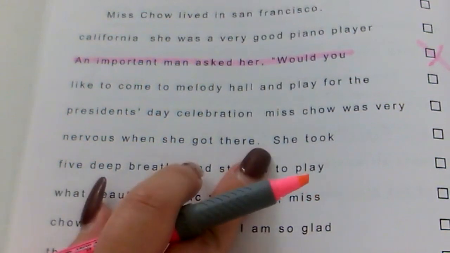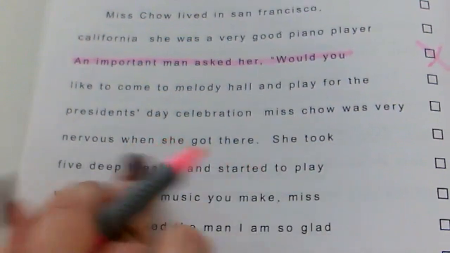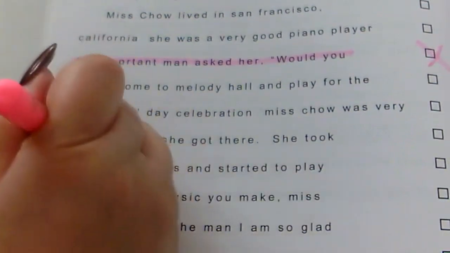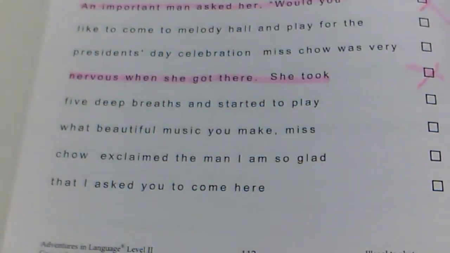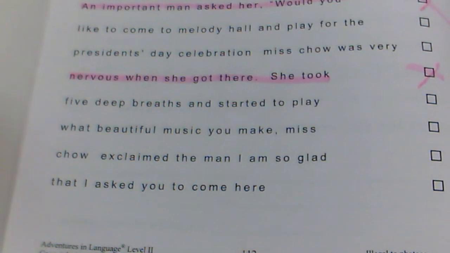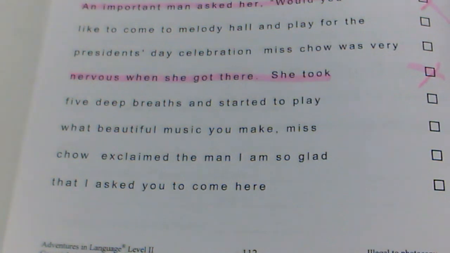Miss Chow was very nervous when she got there. She took, well, there's a period, proper capitalization. There are no other proper nouns here, so I'm going to think that sentence is probably pretty perfect. So I'm going to highlight it and then put my X. She took 5 deep breaths and started to play. There's something missing there. What beautiful music you make, Miss Chow, exclaimed the man. I am so glad that I asked you to come here. There are no quotation marks, no proper nouns, no periods, none of that stuff. So that sentence definitely needs some help. So we're going to go through and help it.